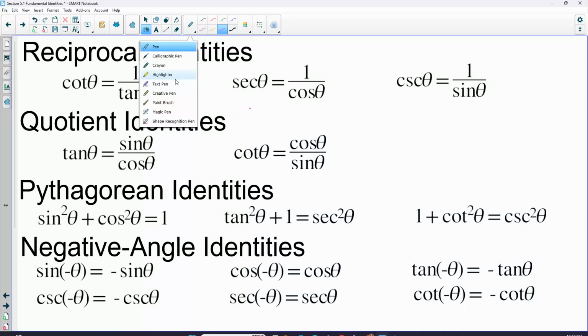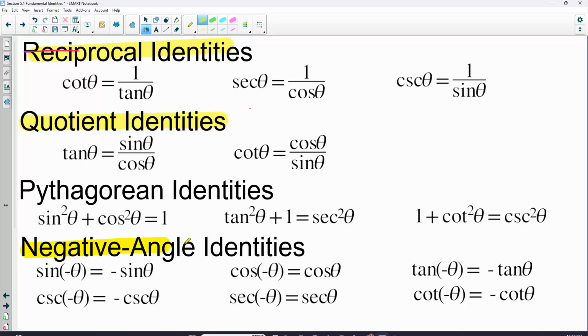I expect you to know the reciprocal identities, which we should know which ones are reciprocals. We've talked about that from the beginning. We talked about it in graphing. I expect you to know the quotient identities, that tangent is sine divided by cosine, cotangent, then the reciprocals, cosine over sine.